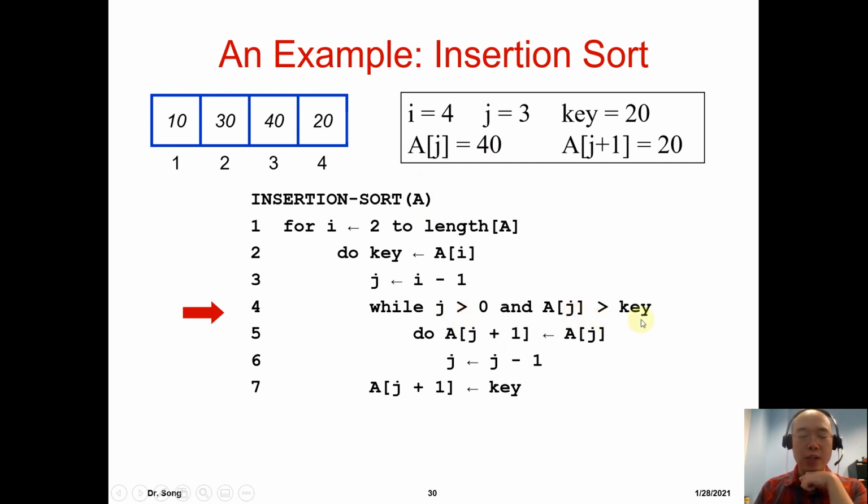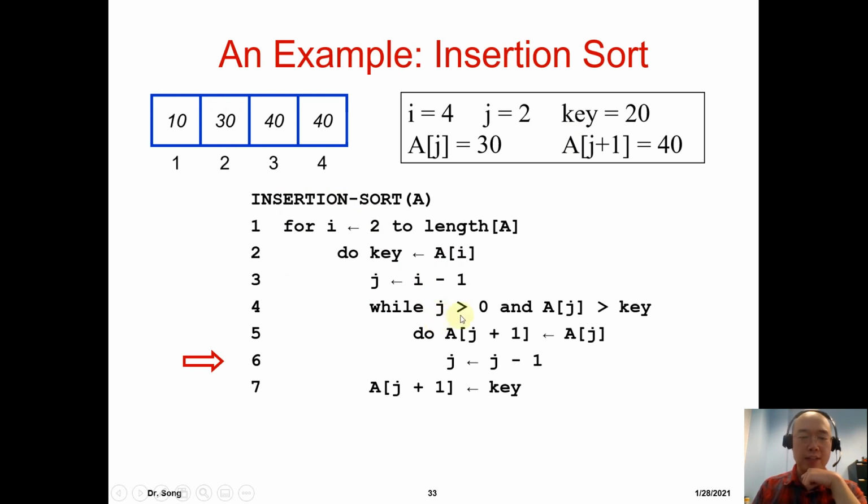And a[j] greater than key, a[j] will be 40. So 40 greater than the key, that's also true. This means I have to shift 40 to the right side. Okay, so let's shift the 40 to the right side, and then, well, we have two 40s, no worries, because the value we are going to insert has already been held by the key. Okay, and then the next part, we are going to check this condition again.